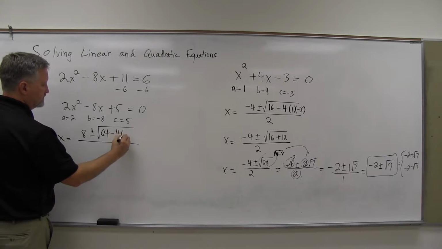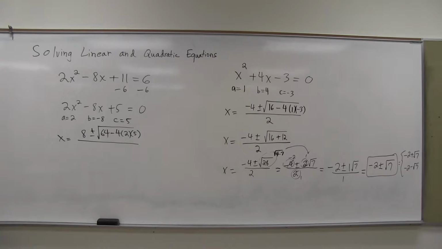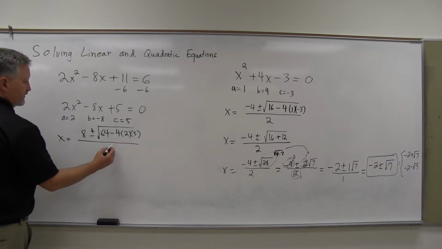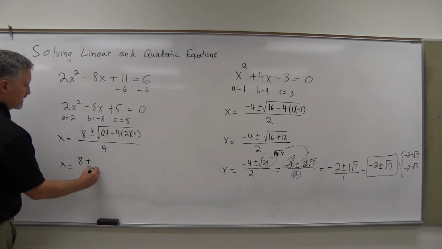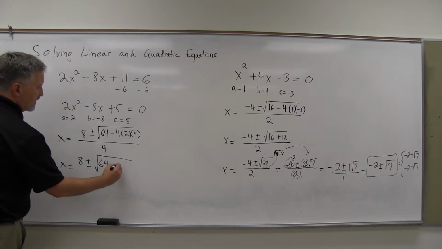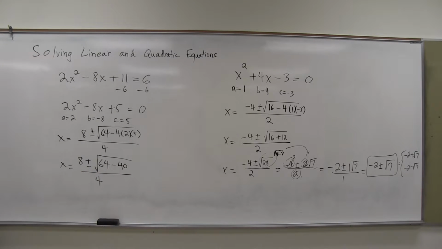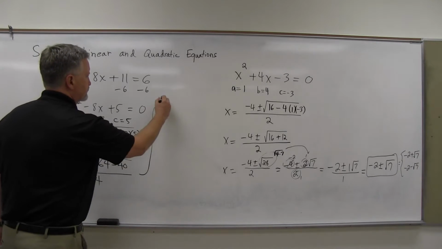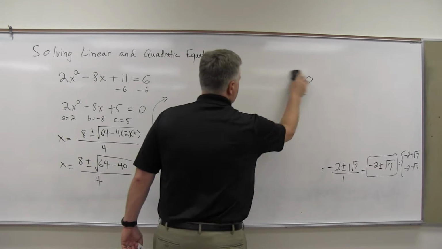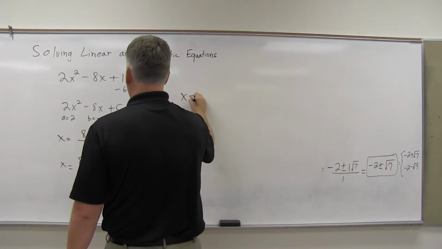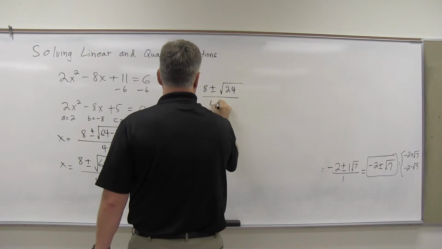And then -4 times a times c. You don't have to write that with those signs. Sometimes it's helpful to do. And then all over 2a, so that's all over 4. So we've got 8 plus or minus square root of 64 minus 40 over 4. In this case, we are going to subtract in that square root. So we've got x equals 8 plus or minus square root of 24 divided by 4.